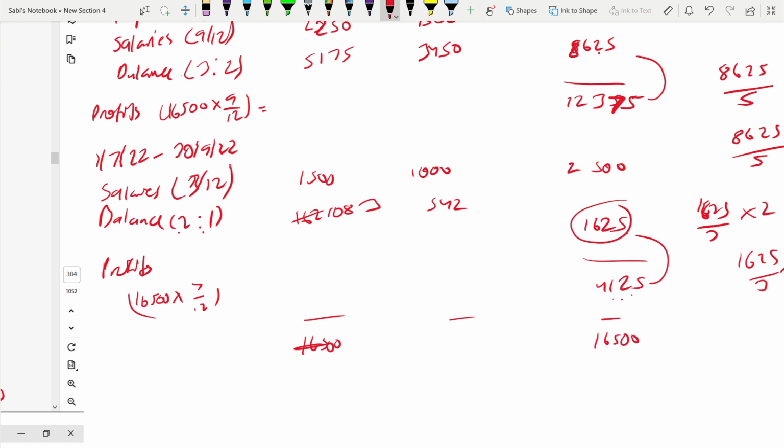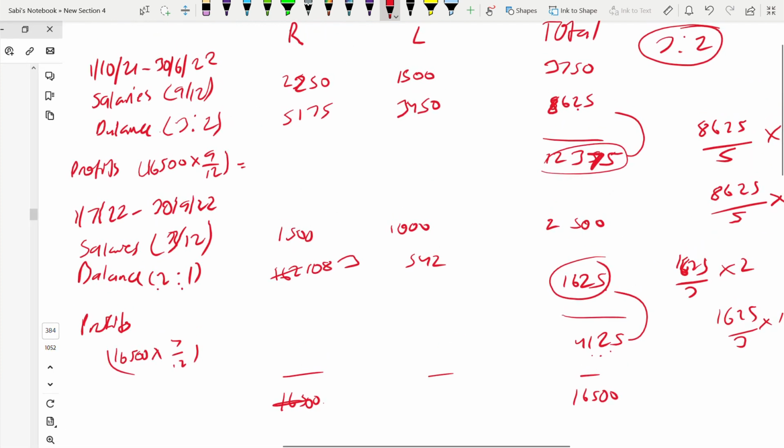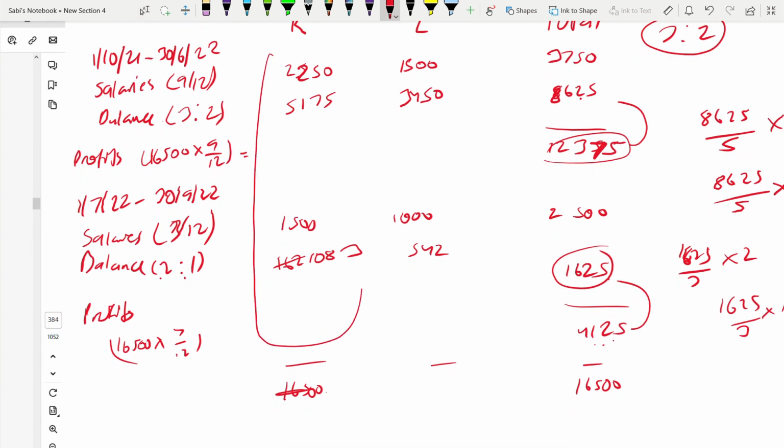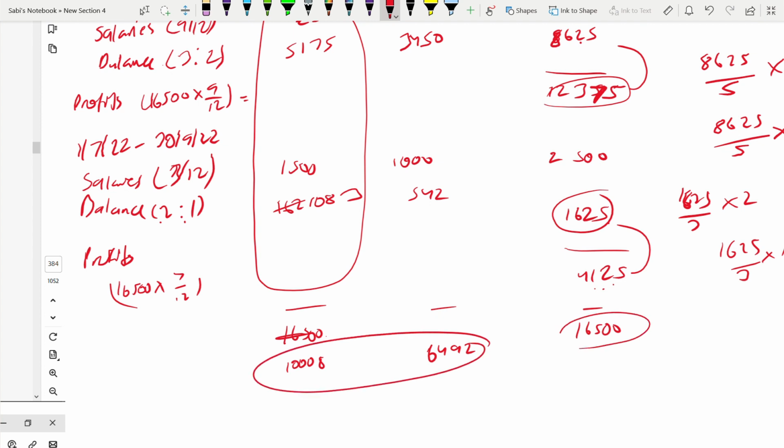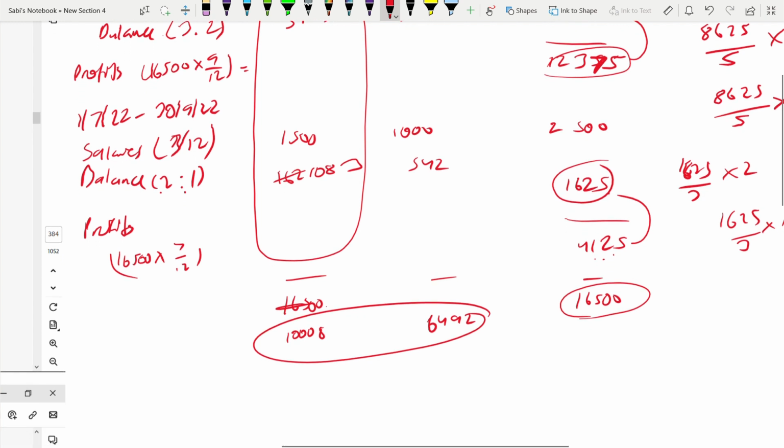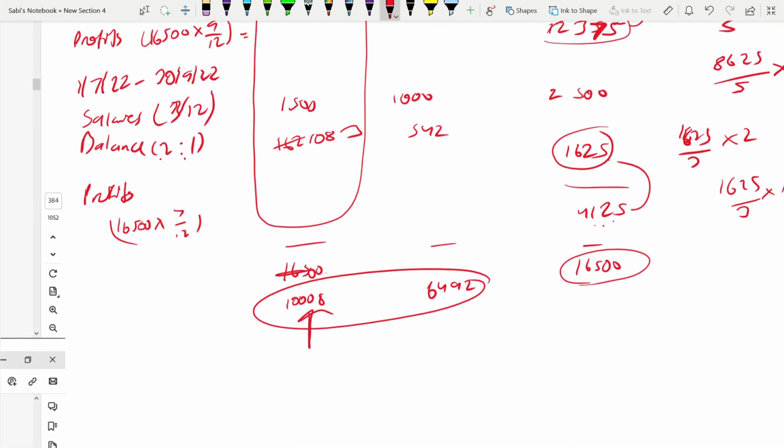If you add all the profit, just add 4,125 with 12,375, and you get 16,500. Then for Rosalie, add all this: 2,250, 5,175, 1,500, 1,083. Total you will get 10,008. Here 6,492. If you add these two also, you will get 16,500. So the total profit that will be assessed is this and this.